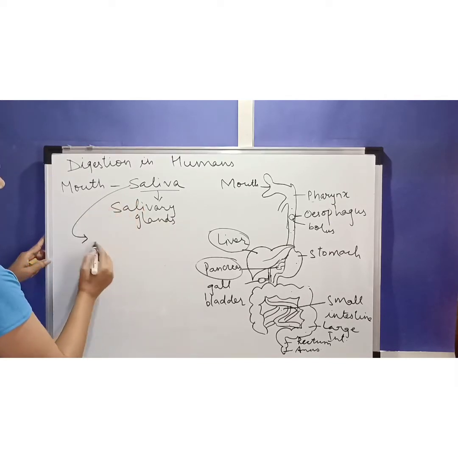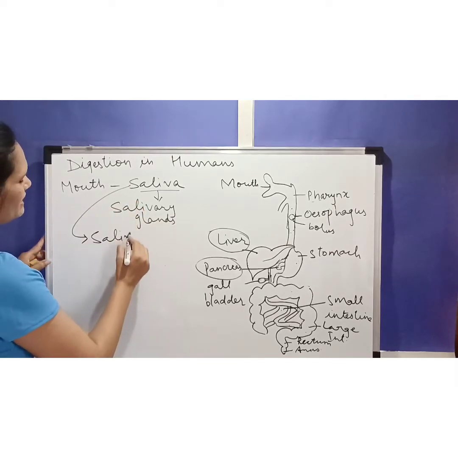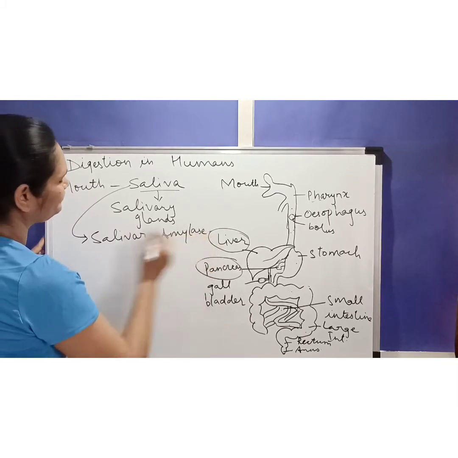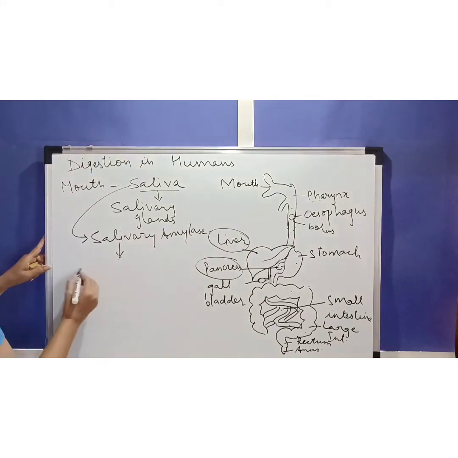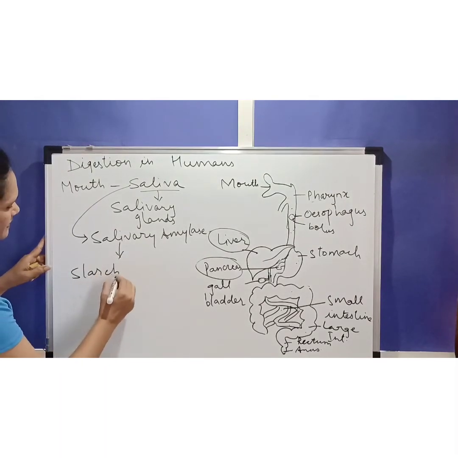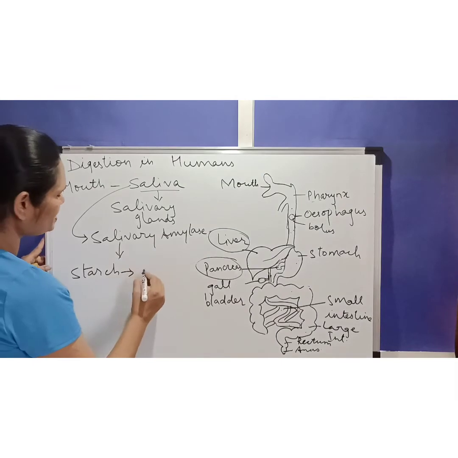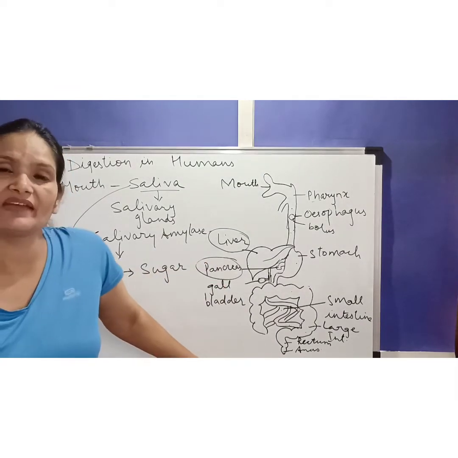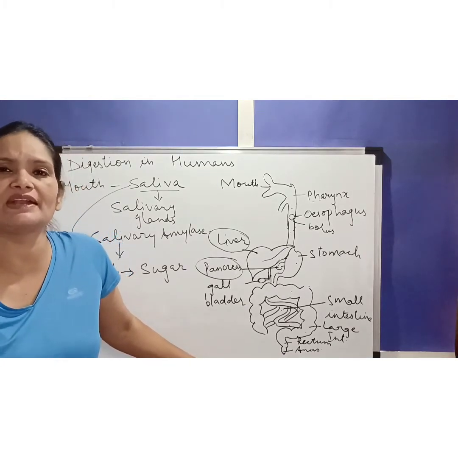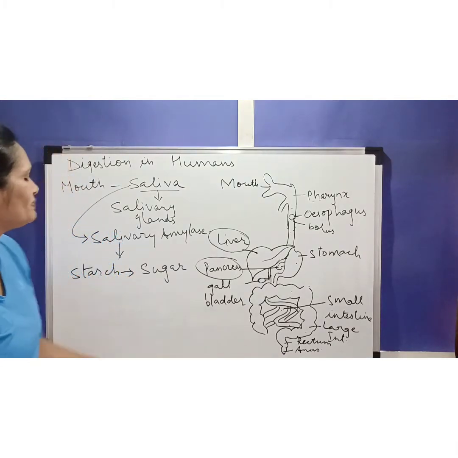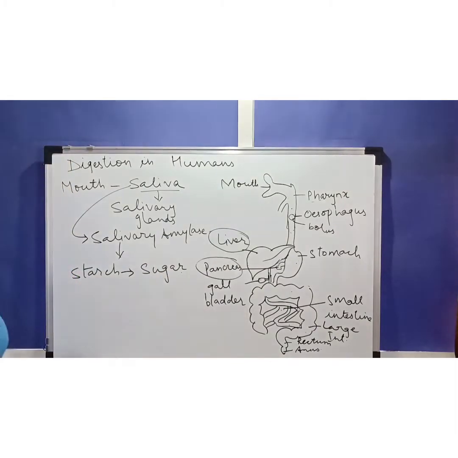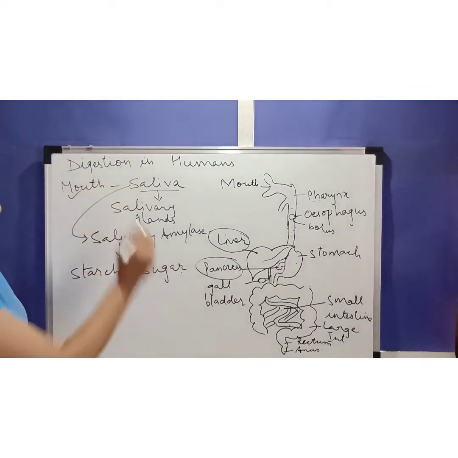What does this saliva contain? It contains the enzyme salivary amylase. What does the salivary amylase do? It acts on the starch present in the food and converts it into sugar. That is the reason that when we start chewing the chapati, in some time we start feeling that the chapati is a bit sweet. Because the starch is getting converted into sugar. So, in human beings, digestion starts in the mouth itself.